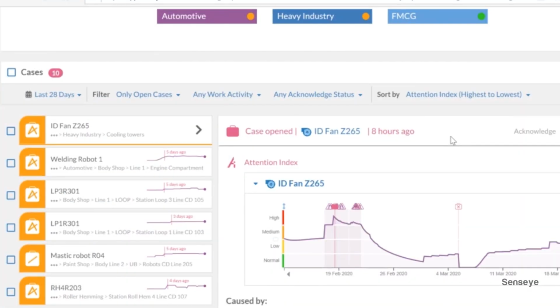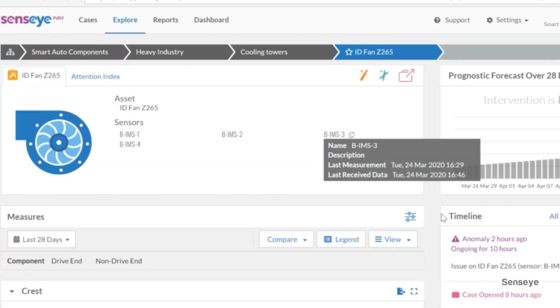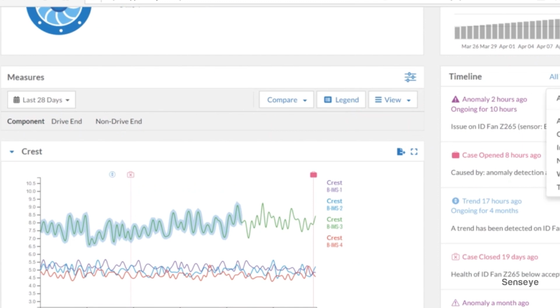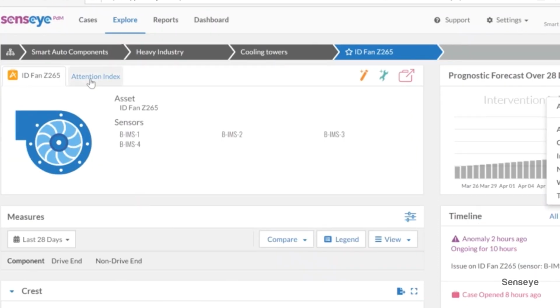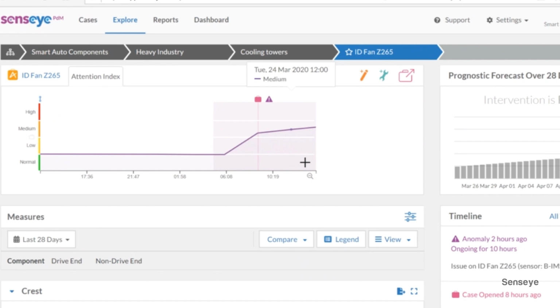It says, look, this machine's failing. Our attention index has shown that. Here's why it's failing. This is the anomalous data. This is maybe some of the maintenance events that happened on it in the last few weeks. Now, Mr. Maintenance Engineer, what should we do?